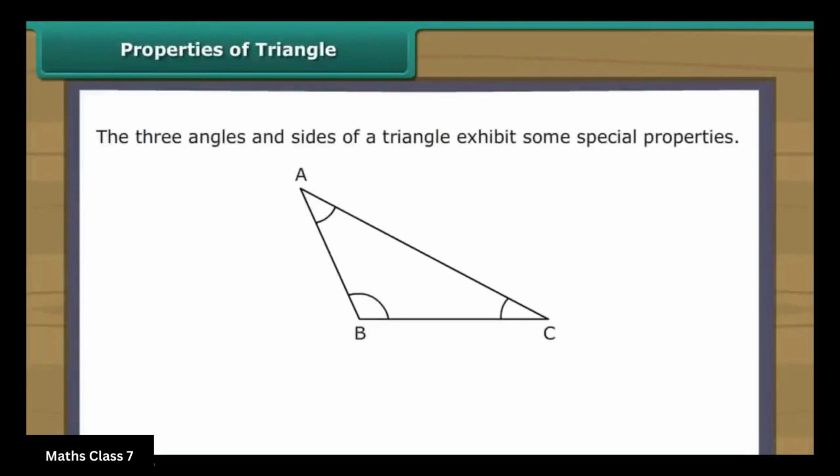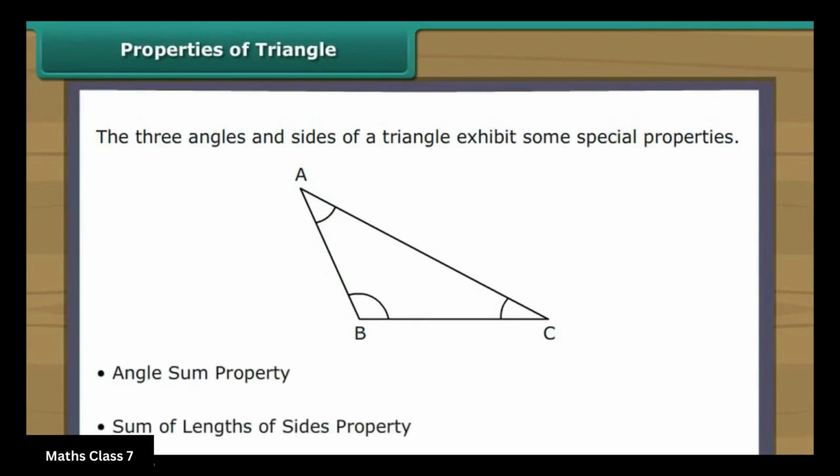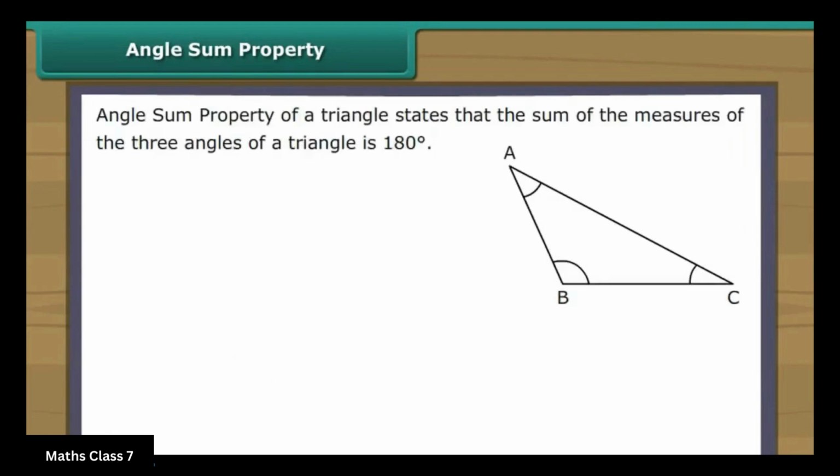Properties of a triangle. The three angles and sides of a triangle exhibit some special properties. Angle sum property. Sum of lengths of sides property. Let us now learn about them one by one. Angle sum property. Angle sum property of a triangle states that the sum of the measures of the three angles of a triangle is 180 degrees.